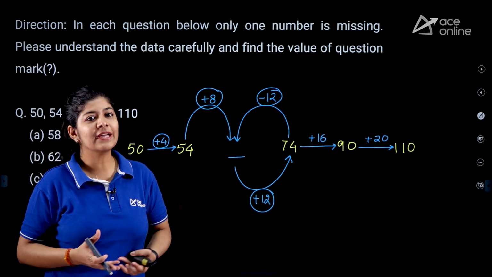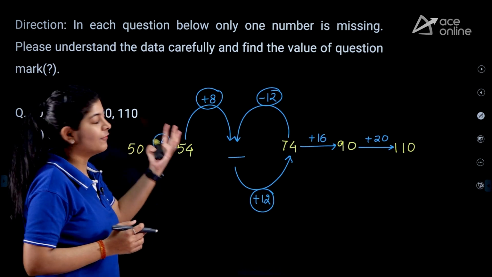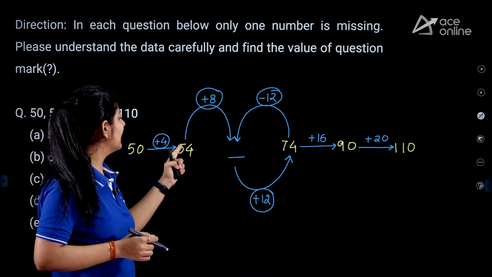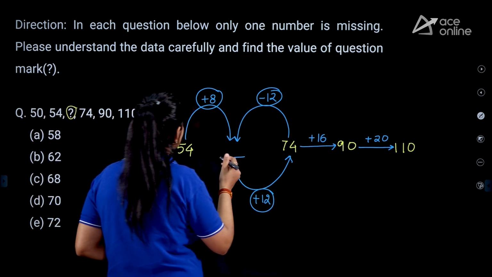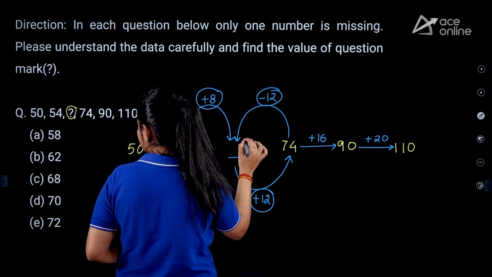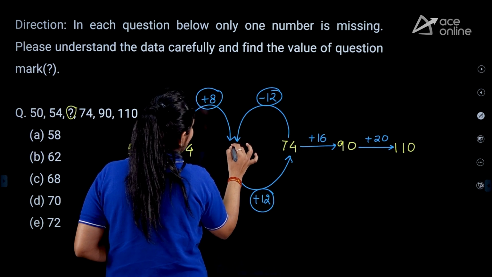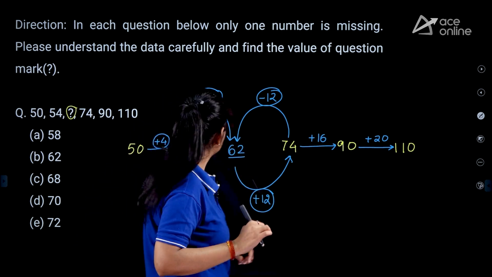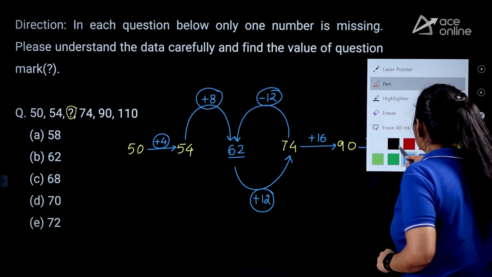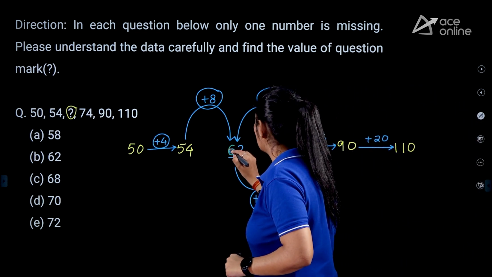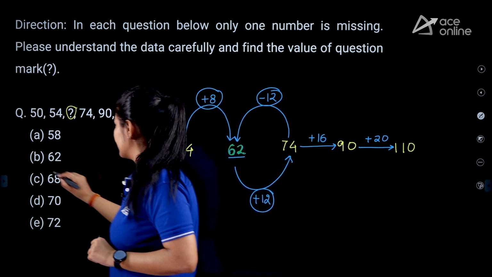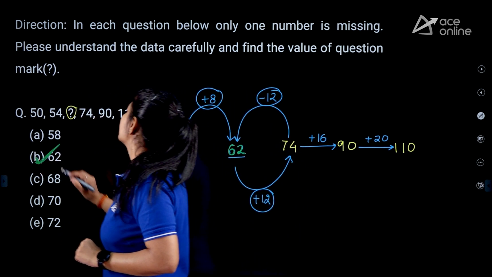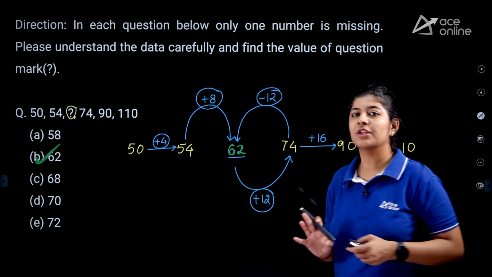So here we are getting a table of 4, and when we add 54 plus 8, we get 62. We are getting 62 over here. So the correct answer which we are getting over here is option number B.